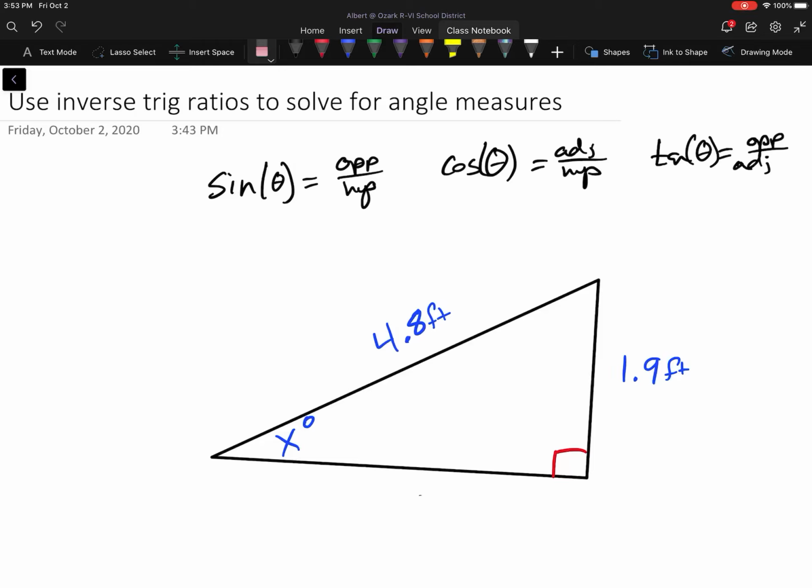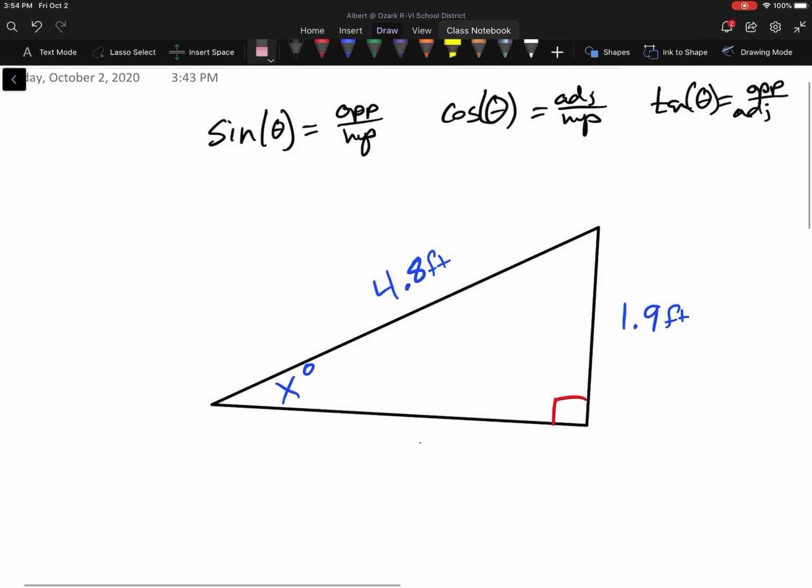Let's talk about using inverse trig ratios to solve for angle measures. First thing we need to remember is our definitions of sine, cosine, and tangent as the opposite over hypotenuse, the adjacent over hypotenuse, and the opposite over adjacent. Then we'll have to set up our equation based off the sides that we know. So we'll go ahead and label these sides.